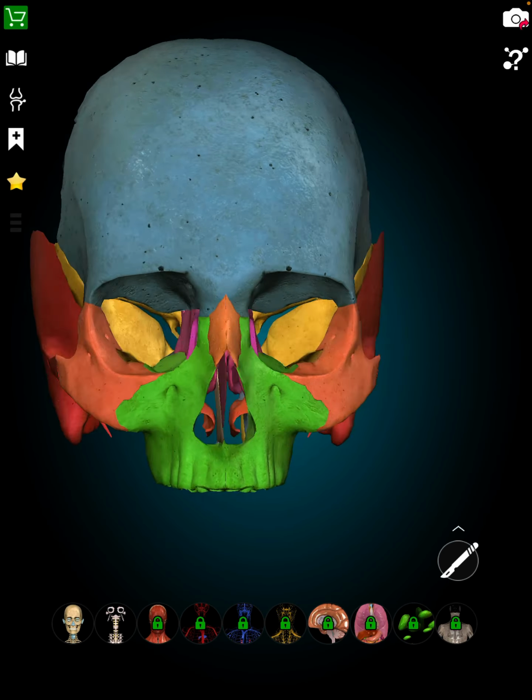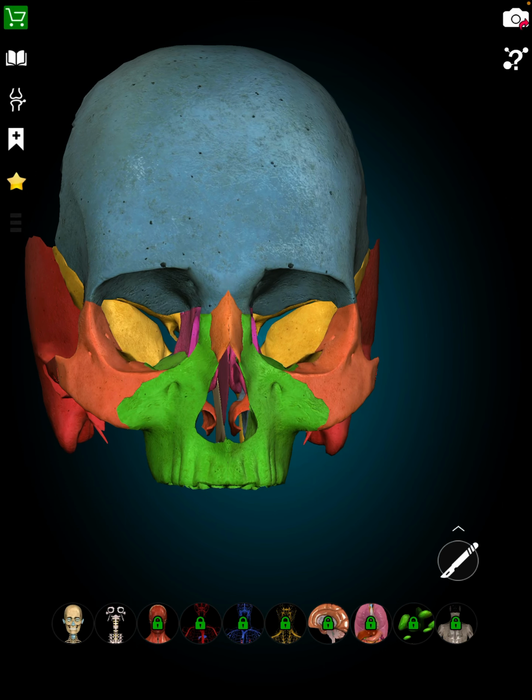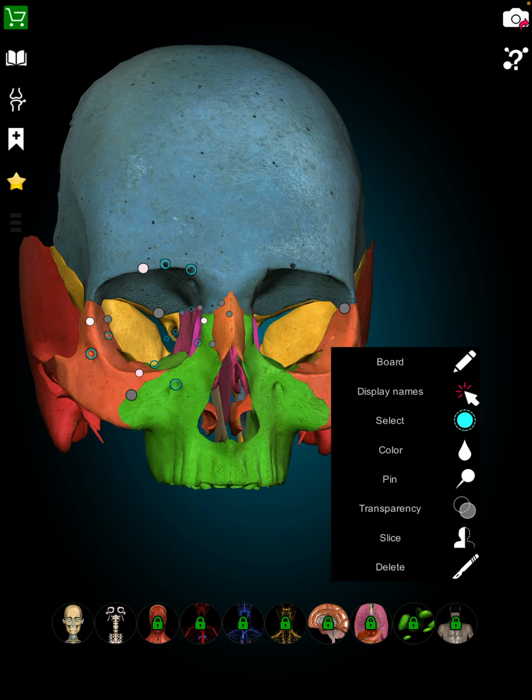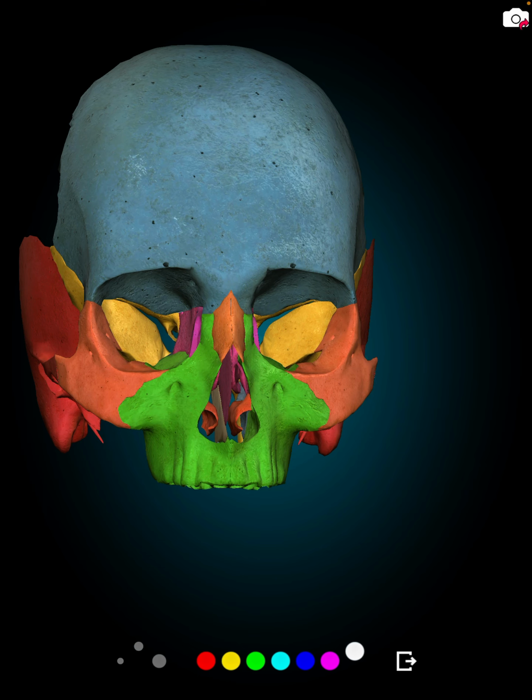Here we have our skull, and we are going to look at our orbit. In the orbit, we have to find the walls of the orbit. Walls means the borders, the boundaries of the orbit which we have. When we are looking at the orbit, you can see how many walls you have.